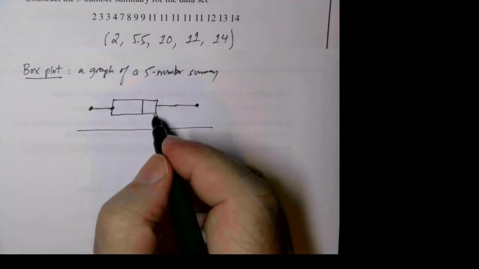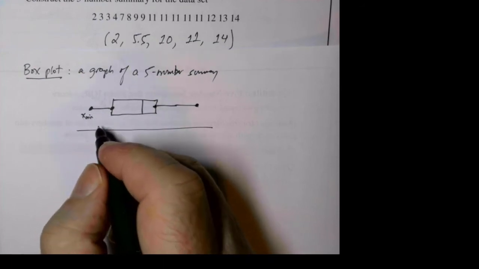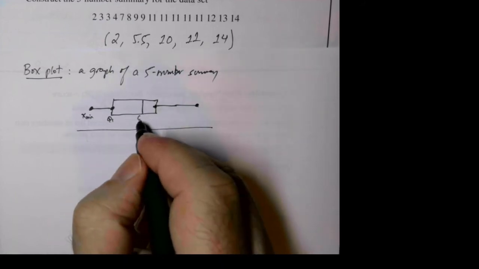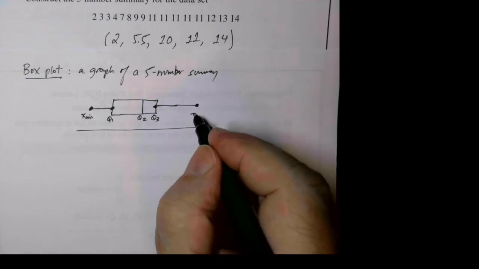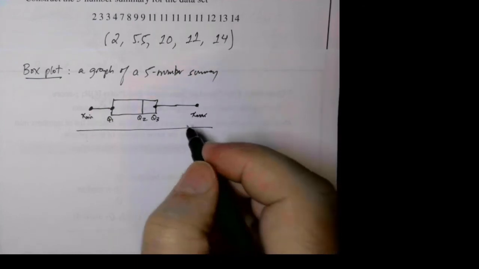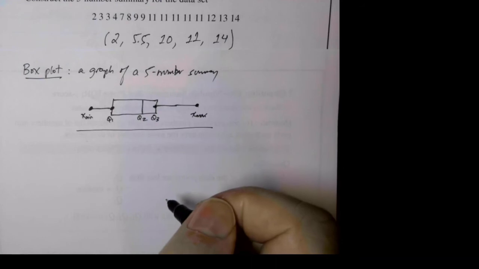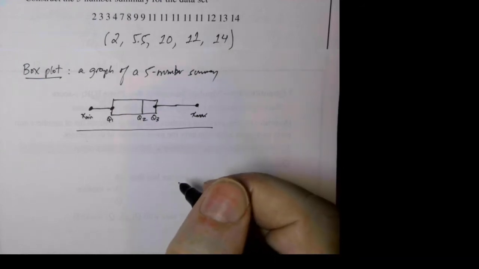It's called a box and whisker plot because it looks like a box with whiskers. All right, what are these points that I've marked out here? This point here is x min, the minimum data point. This is Q1. This is Q2. This is Q3. And out here is the maximum. And then the number line will usually be marked accordingly.